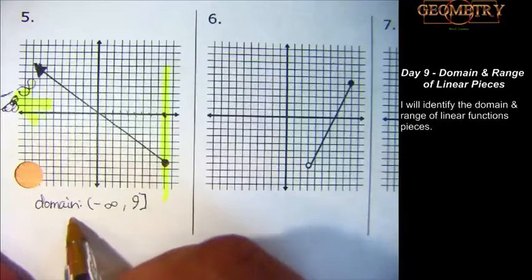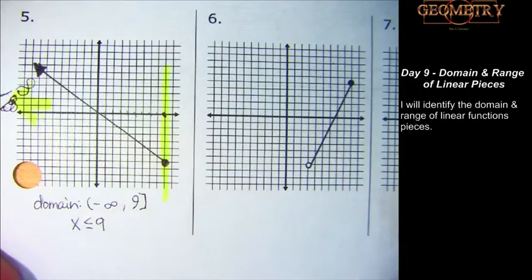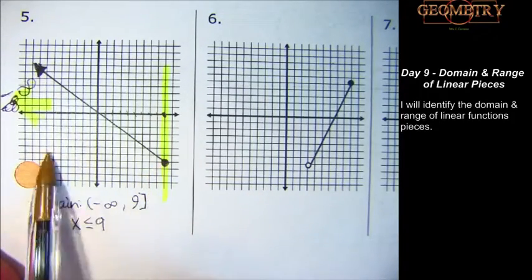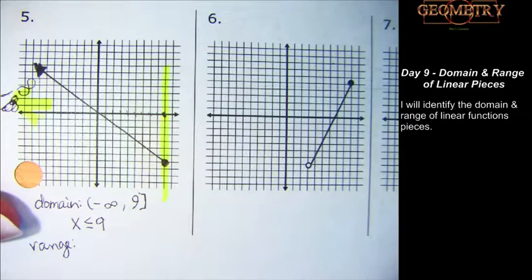In inequality notation, it would look something like that: x is always going to be less than or equal to 9. Questions on finding domain? Seems okay?